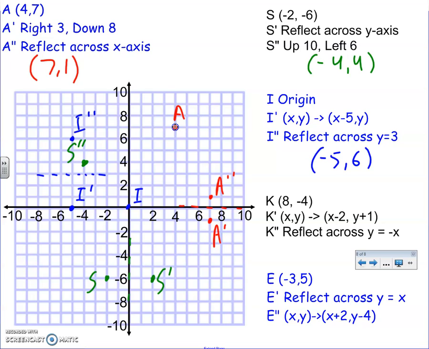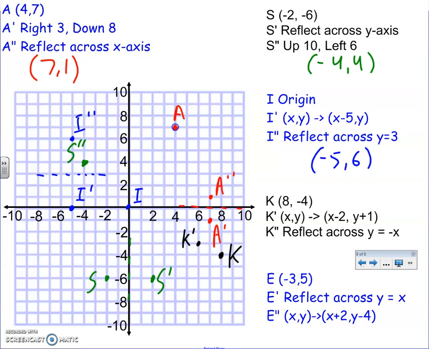K is at 8, -4. 8, -4 is right here. Here's K. It says go left 2, up 1. That's how you read x minus 2 and y plus 1. So left 2, then up 1. Here's K prime.